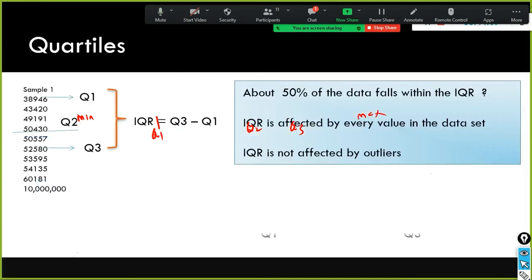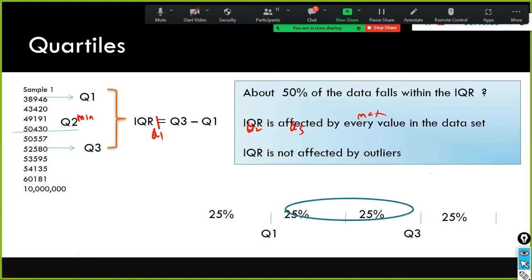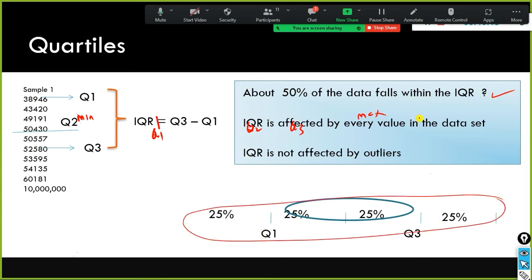Now look here. Tell me, about 50% of data falls within the IQR. Is that correct? Look at the image here. About 50% of data falls within the IQR. What is the IQR here? This is the one, this is your IQR, the Q3 minus Q1. So here, about 50% of data falls within the IQR. You have 25%, 25%. Yes, 50% of data falls within the IQR.